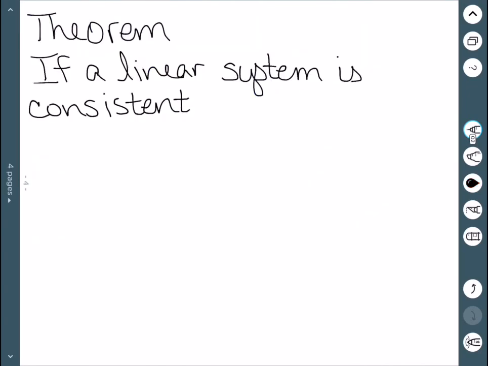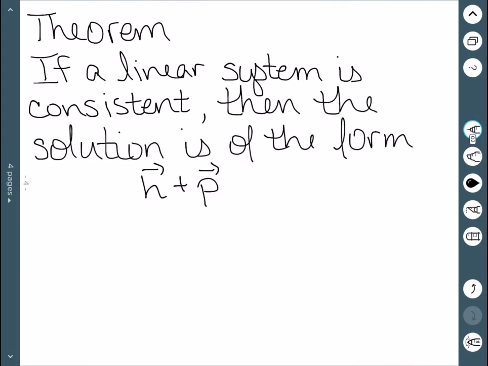As a result of this, we're going to look at this theorem. So the first part does depend on the linear system being consistent. So we know that there's a solution. In that case, our system is of this form H plus P, and these little arrows above it mean we're dealing with vectors. These are going to be solutions throughout the whole system. It's not individual numbers.